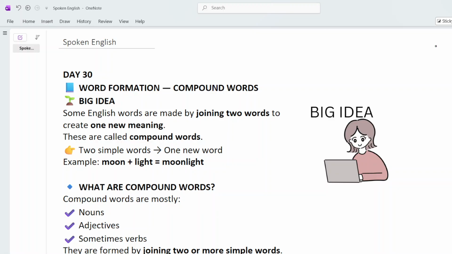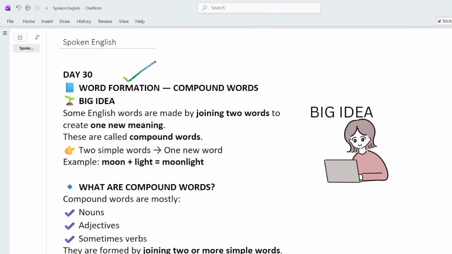Welcome to day 30 of our 50 days spoken English journey. 20 days left into completion. So let's directly understand what our topic for today is. And it is nothing but word formation.